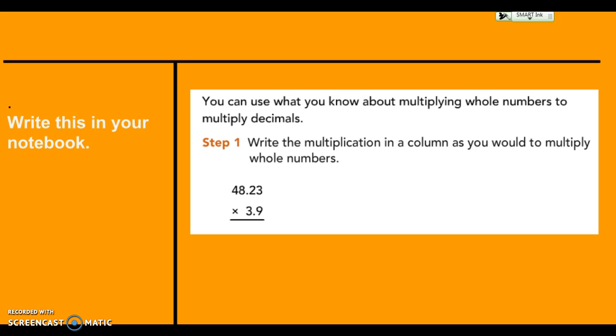For step 1, you're going to write your multiplication problem down, and you are going to write your numbers in columns, and you're going to pretend like you don't even have the decimal points in there. So you're going to line up your numbers and not the decimal point. So when you multiply 48 and 23 hundredths times 3 and 9 tenths, your problem should look like the one that you see here.